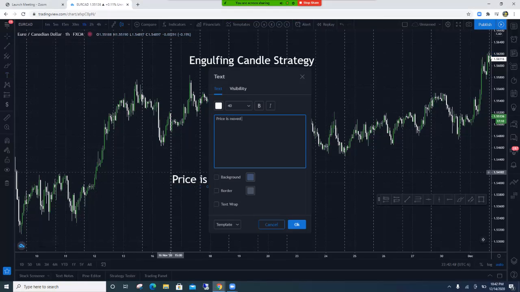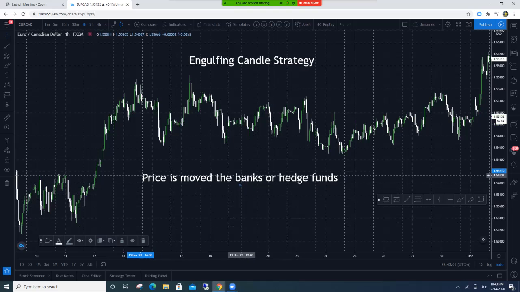The main thing you have to understand is that price is moved by the banks or hedge funds, other institutions that have large capital. Price is not moved by traders like you and me. Price doesn't care about traders like you and me. But you don't know exactly what they're doing or what levels they're interested in. But there's one key strategy, one key indicator or clue that you can spot, where you can see that there's interest at this level.